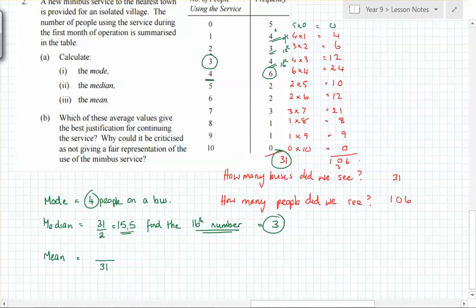How many people in total did we speak to? 106. So the mean is the average number of people on the bus. We've got 106 people in total, divided between 31 buses. So we've got to share 106 with 31, and we get the answer. We probably need a calculator to do this.